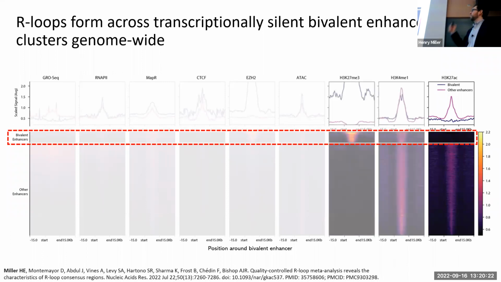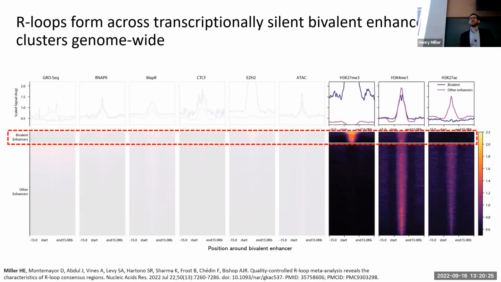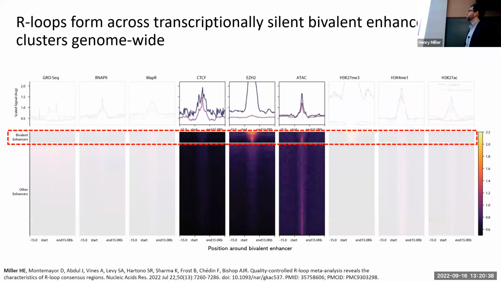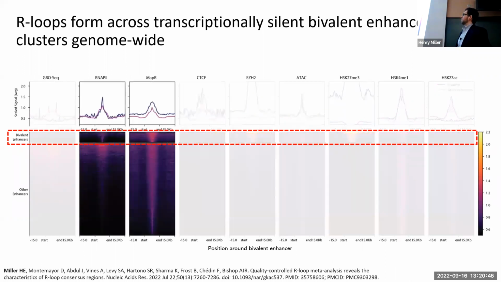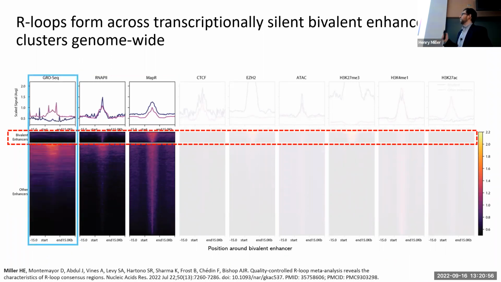All right, so we jump over to H3K27 trimethylation, which, as we would expect, is enriched within the bivalent enhancers. And we also see H3K4 monomethylation, that's our activating mark, which is also enriched within those bivalent enhancers. We also see here CTCF, EZH2, and open chromatin, ATAC-seq. And as we saw previously, we see both R loops based on our MapR signal, and we see RNA Pol II occupancy. And yet again, we also see pretty much no nascent transcription occurring.